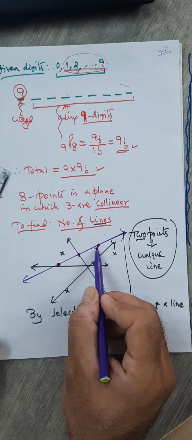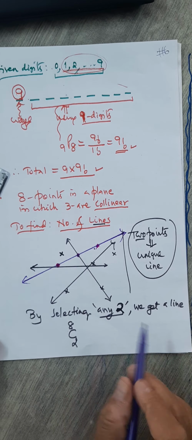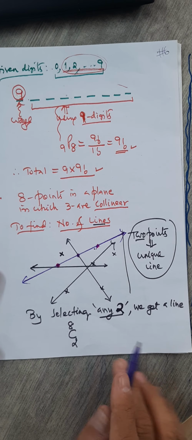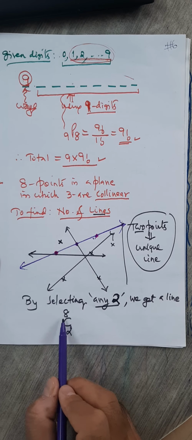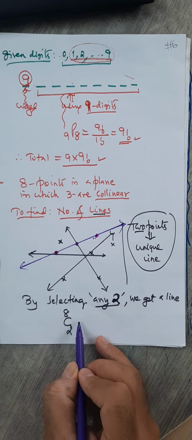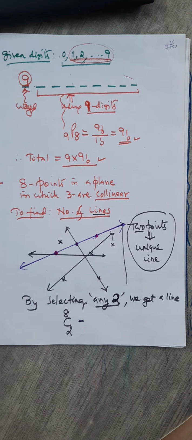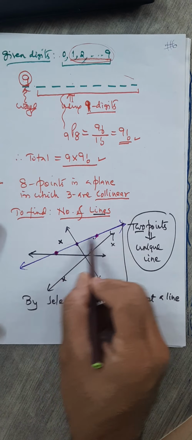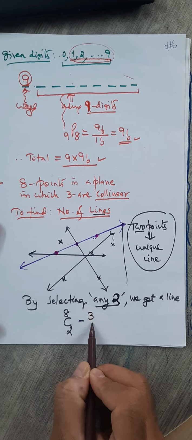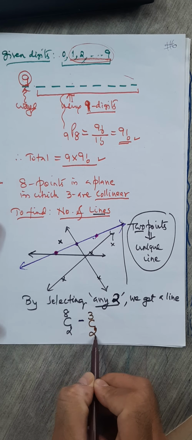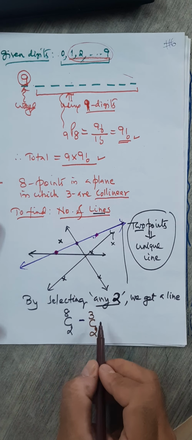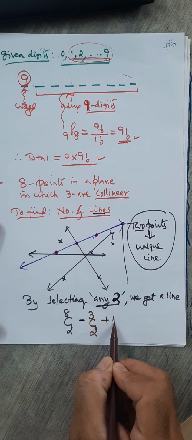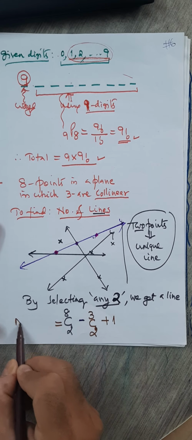That means ये 3 कोलिनियर पॉइंट से एक ही लाइन मिल रहा है. बट मैंने तो जब 8C2 लिखा तब अलग अलग काउंट कर लिया. तो I need to subtract the number of lines that can be formed by 3 collinear points. How many lines can be formed? 3C2. सो मैंने तो सब लाइन हटा दिया बट एक लाइन तो मिल ही नहीं रही, remember. So I need to write +1. So this is the number of lines.